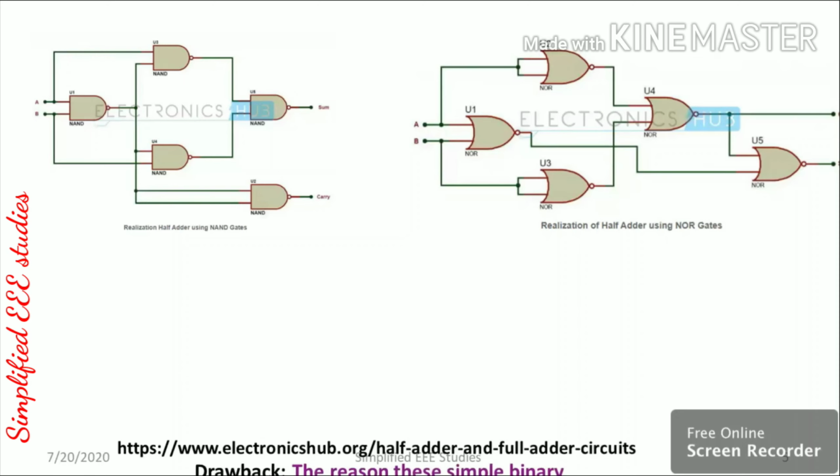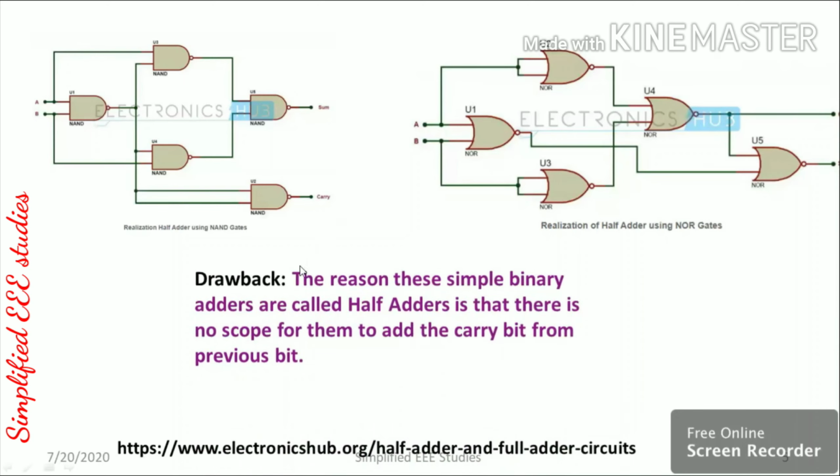There are a few drawbacks regarding half adder. Let us discuss the drawback of half adder. The drawback of these simple binary adders called half adder is that there is no scope for them to add the carry bit from the previous bit. That's the main drawback of half adder. To overcome this, we'll be using full adder. Let us have one discussion about full adder.